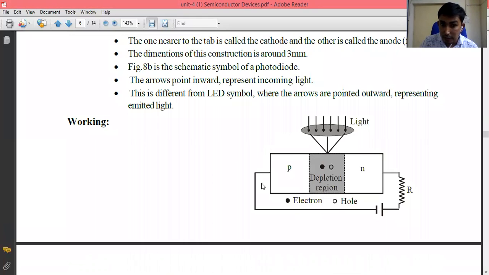See the working of the photodiode. Here we have P-type material and N-type material, and they provide a reverse bias to it, so the leakage current will flow through it. The junction will be kept open so that the light will be incident on this depletion layer.